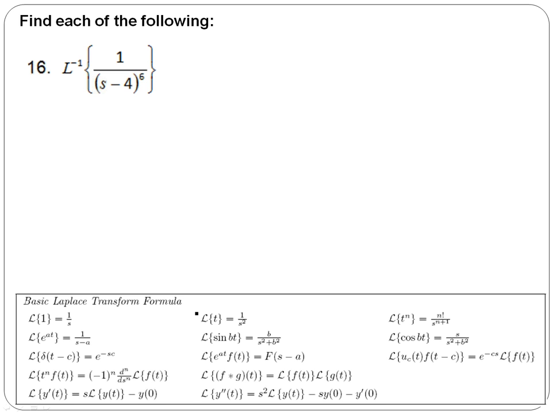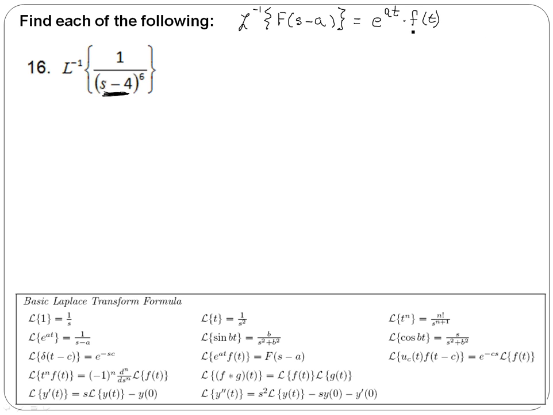Here on 16 we're looking at the inverse Laplace. And for the inverse Laplace you want to look for these shifts. This s minus 4 means that I've shifted 4 units, and it means that if I write this in terms of inverse Laplace, the inverse Laplace of f of s minus a is equal to e to the at times f of t.